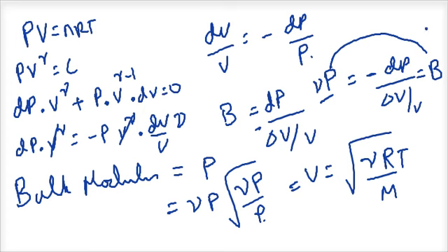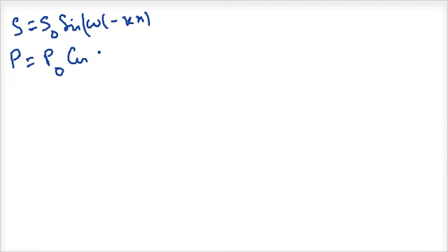Okay, so now if you have understood this, the next thing we have to understand is what we have learned so far. There is a displacement wave, S = S0 sin(ωt - kx). There is a pressure wave, P = P0 cos(ωt - kx). And there is a density wave. I have also explained to you that P0 = BkS0, where B is the bulk modulus, k is 2π/λ, that is the wave number, and S0 is the displacement amplitude. So this part is already understood.